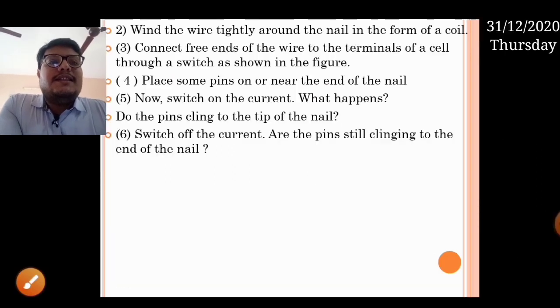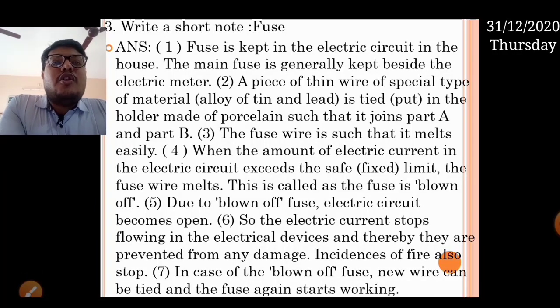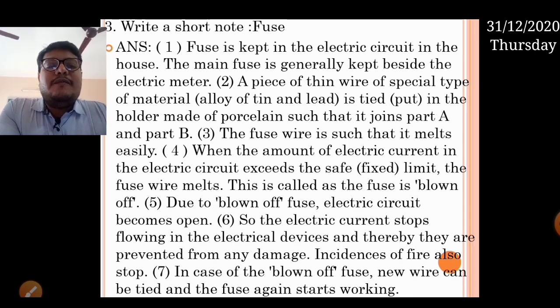Okay, let's see the next question. Third question, write a short note on fuse. So a fuse is kept in the electric circuit in the house. We are keeping the fuse in the circuit.